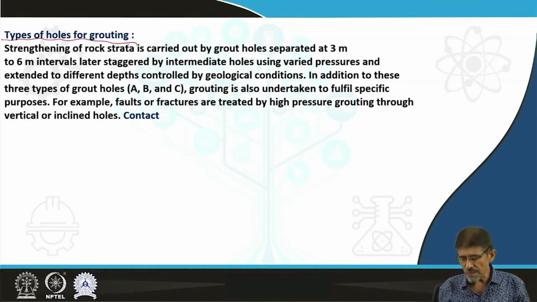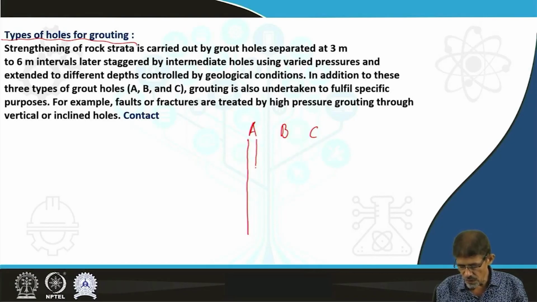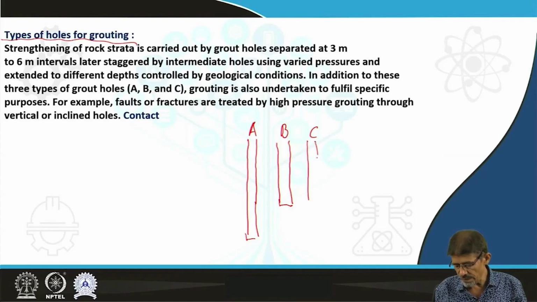Regarding the types of hole, we have three types: A type hole, B type hole, and C type hole. A type hole is a longer hole extended to a higher depth. Then the B type hole is limited to some shallow depth. Further, the C type hole is also limited to a certain depth.